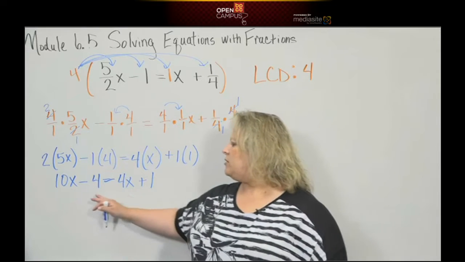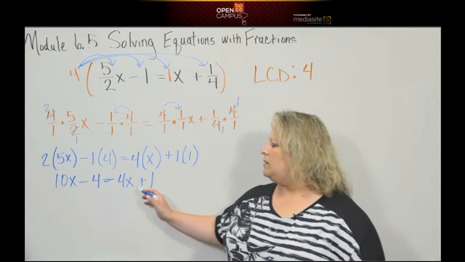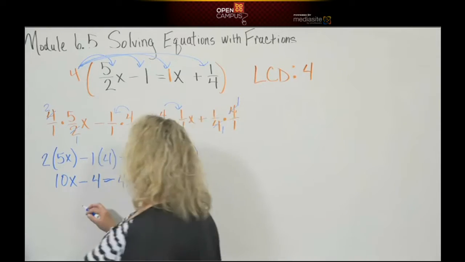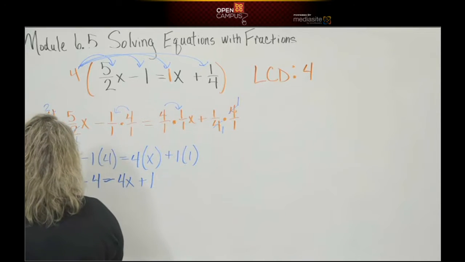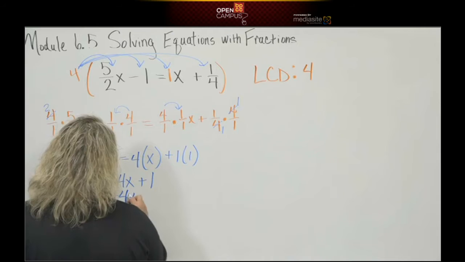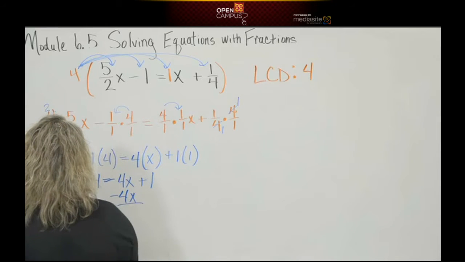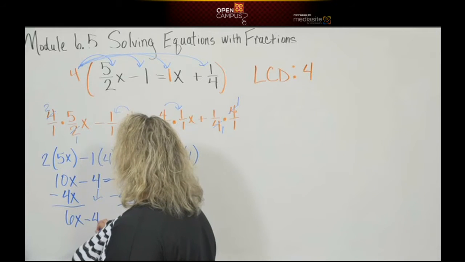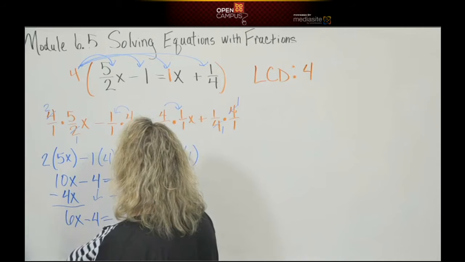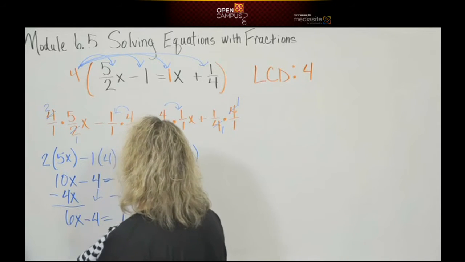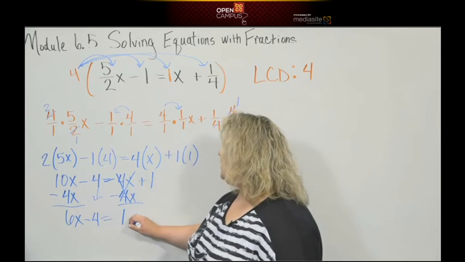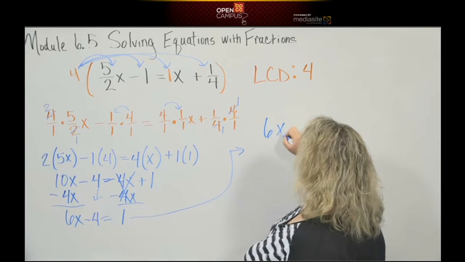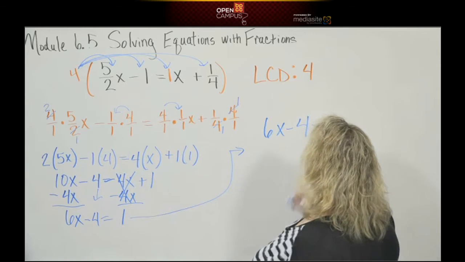The last 2 steps that we have to do: letters on one side, numbers on the other. Now I'm going to move my 4x to the left by doing the opposite, which is subtraction. So I'm going to subtract my 4x over here. That's going to leave me with 6x. I'm going to bring my negative 4 down because I haven't used it yet. 4x minus 4x, those add to be 0, so I'm just going to cross those off. And then I'm going to carry this up here so that you can see me finish working the problem. It's kind of low. 6x minus 4 is equal to 1.